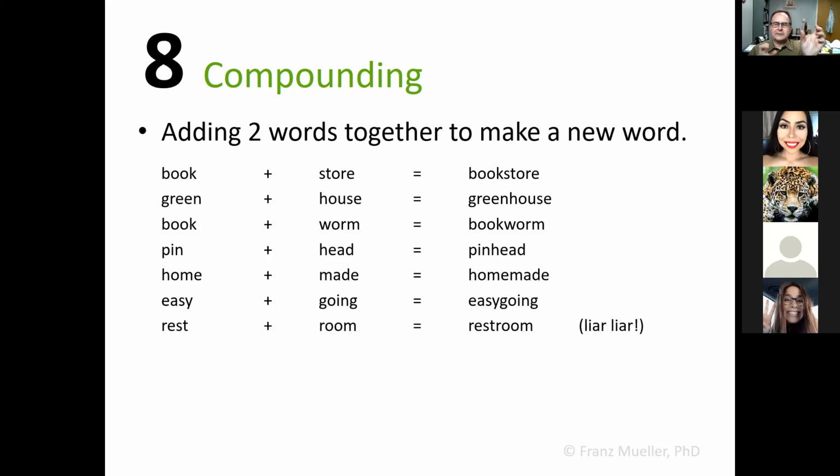Restroom, rest and room, stick them together, and that's a compound word. And by the way, the meaning of that one doesn't mean what you think it means, right? If you take it literally, it would seem to be that a restroom is a place where you go when you're really tired and you need a rest. Oh, I feel so tired. I need to rest for a couple of hours.